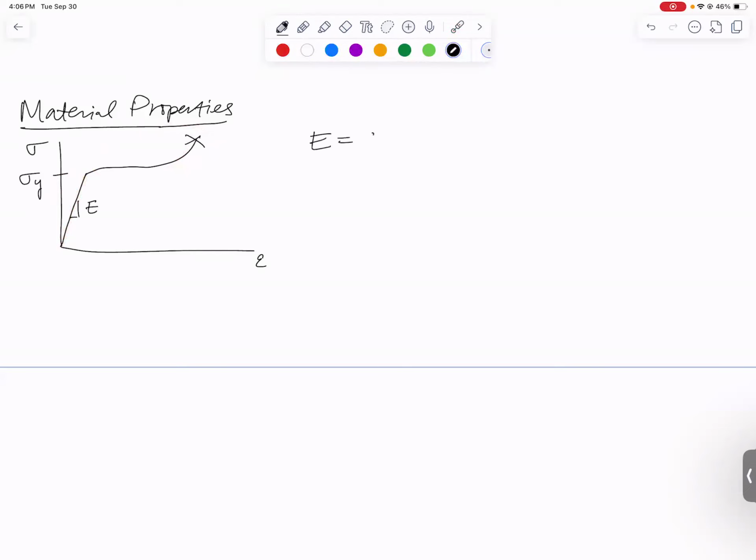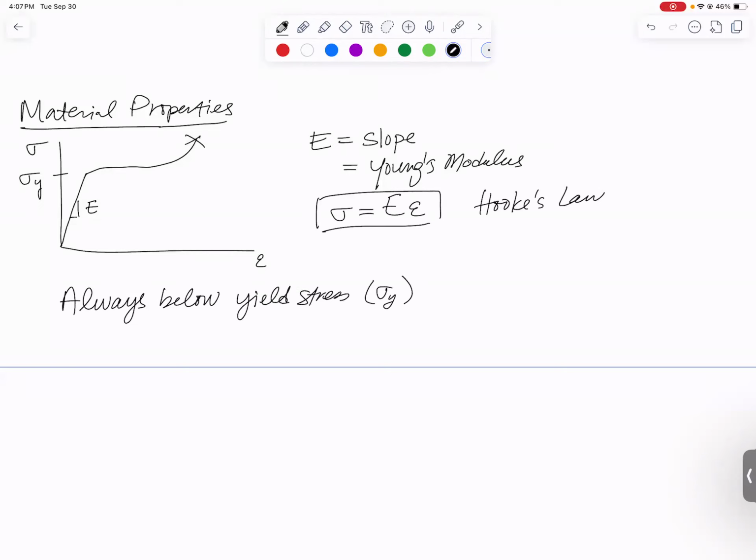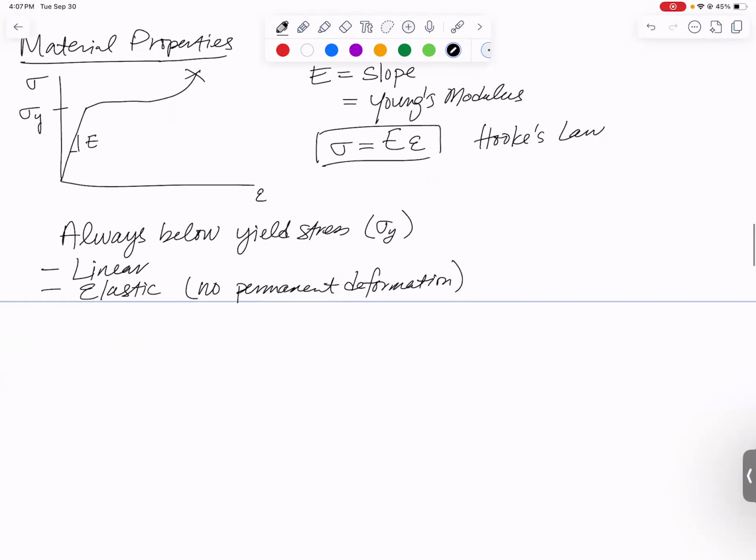So E is that linear slope at the beginning of the stress strain curve, is also called Young's modulus. And since we're on a straight line, we can write stress is equal to that slope times the strain. We give this guy a name and call it Hooke's law. And it lets us go back and forth between stress and strain. We are assuming in every problem we solve in this class that we are always below the yield stress. We are assuming that everything is linear. We are assuming that everything is elastic. Elastic means no permanent deformation. So if you put a load on and you take it off, it will bounce right back to its original state.